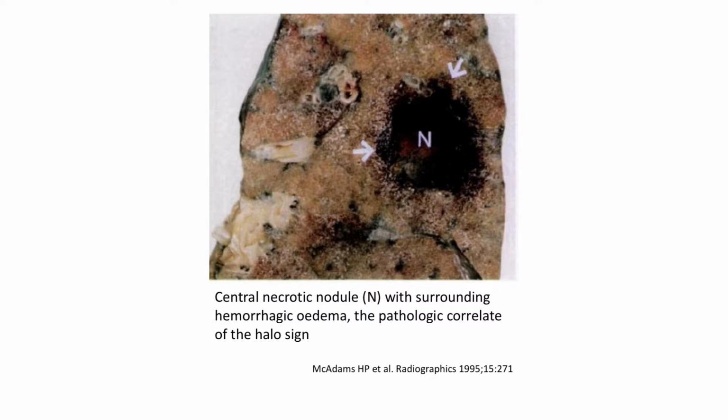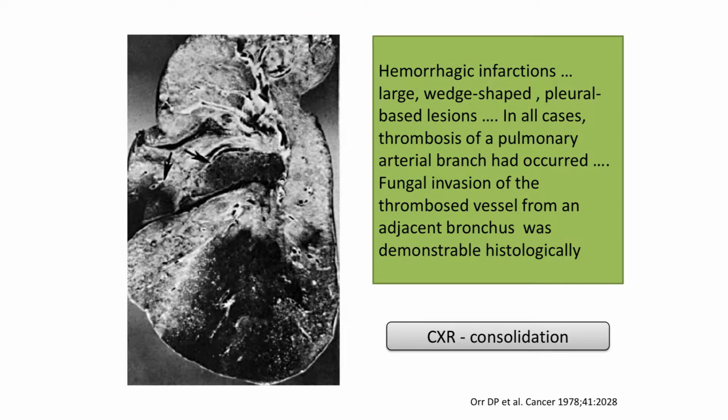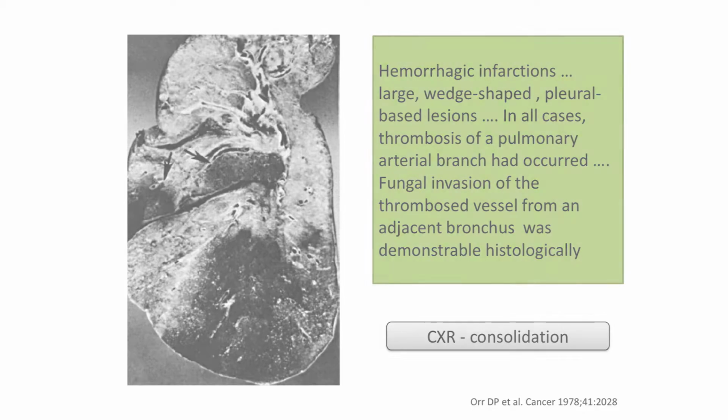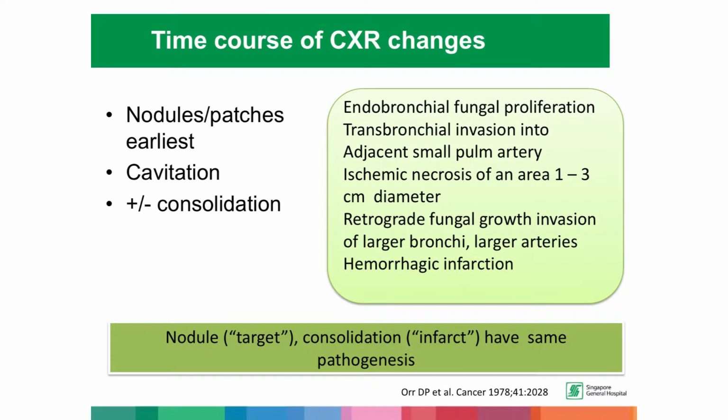So basically what has happened is that there has been an infarct, right? So of course in the bigger setting you can see an almost triangular-shaped lesion corresponding to the territory of a blood vessel. So basically the problem is a hemorrhagic infarct. There is a large wedge-shaped pleural-based lesion, which in all cases is caused by thrombosis of a pulmonary artery because the fungus had invaded.